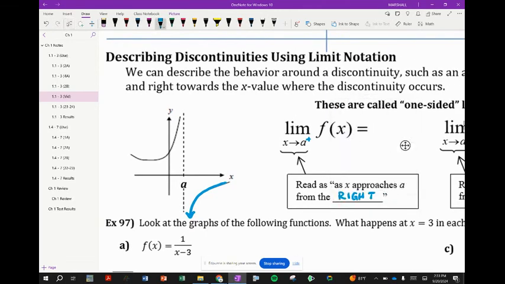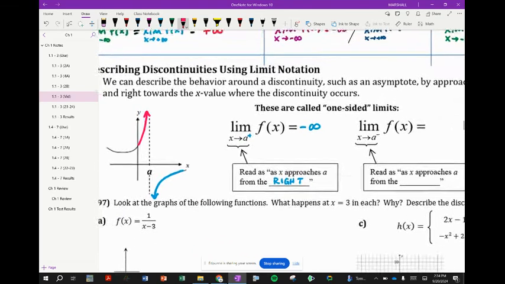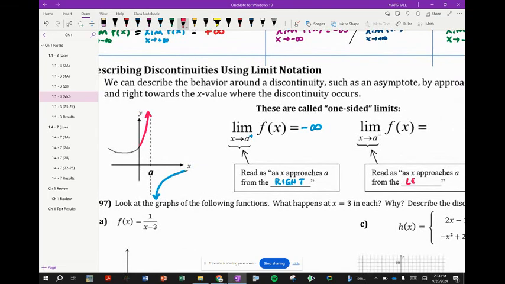So this is going to be negative infinity. That is the right-sided limit that approaches a. The left-sided limit, as we approach a from the left, goes up to positive infinity. So that would put a little negative superscript on that number, and that one is approaching positive infinity in that example. Those are each called one-sided limits because you're just looking at it either from the left or from the right.